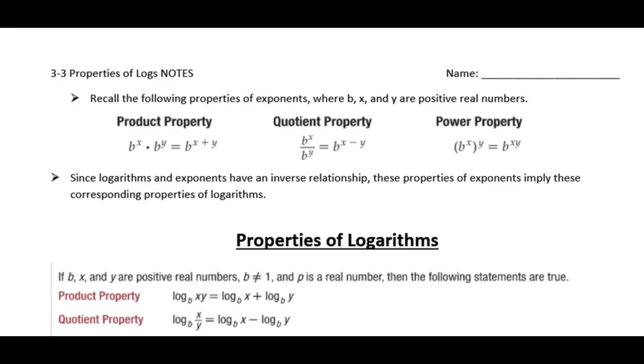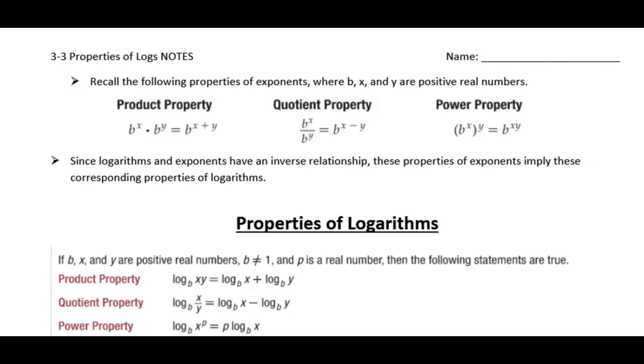Since logarithms are essentially just exponents, they follow the same properties. If we recall our exponent properties, when you're multiplying two things of the same base, you add your exponents. If you're dividing two things of the same base, you subtract your exponents. And then we have the power property. Anytime you have a power raised to a power, you multiply your exponents.